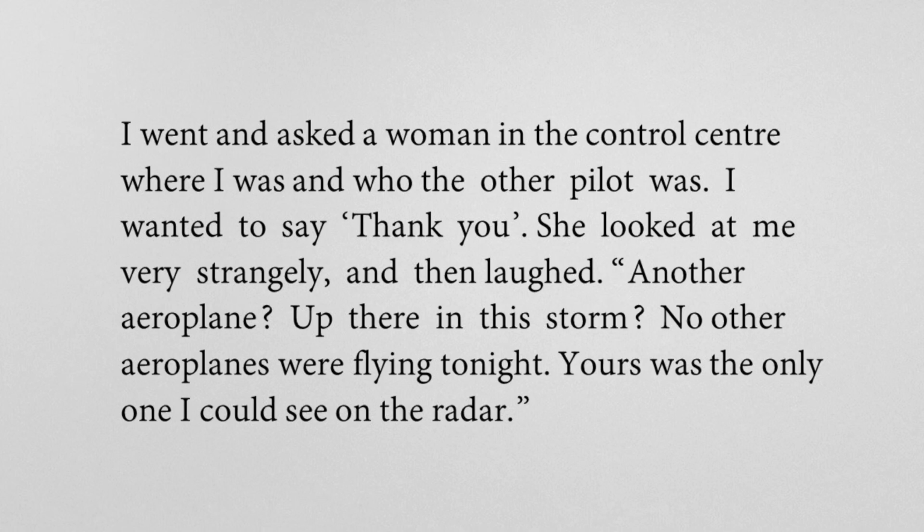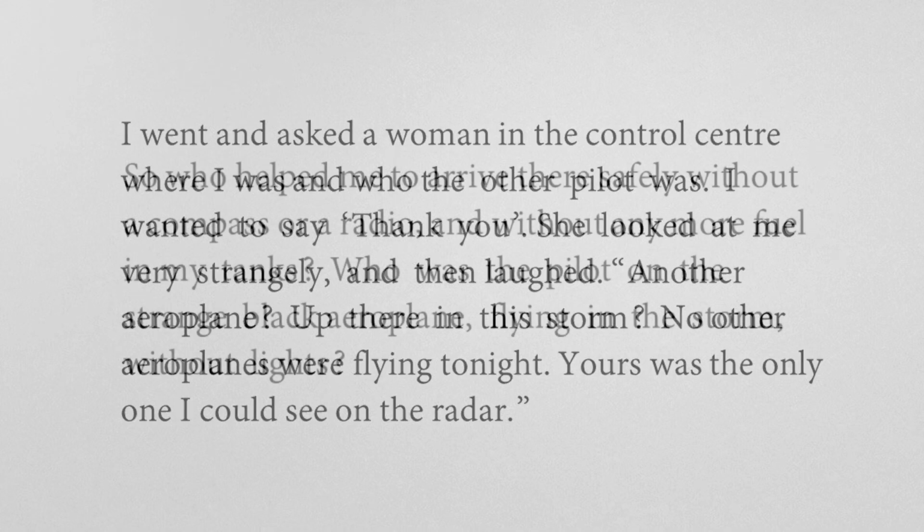What is this radar? Radar is a system which is able to track aeroplanes or ships or whatever. So it's a system used for tracking. So here she says that she could not see any other aeroplane except his. She was very sure and told him that there was only one plane and not two planes.